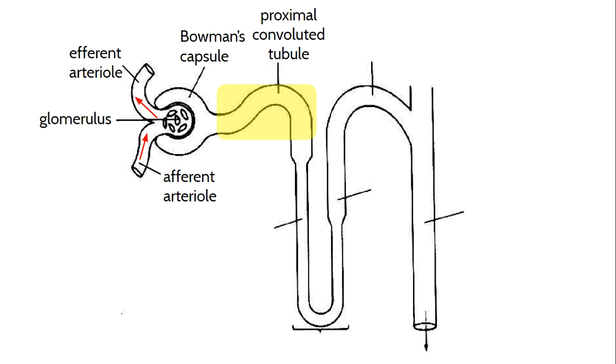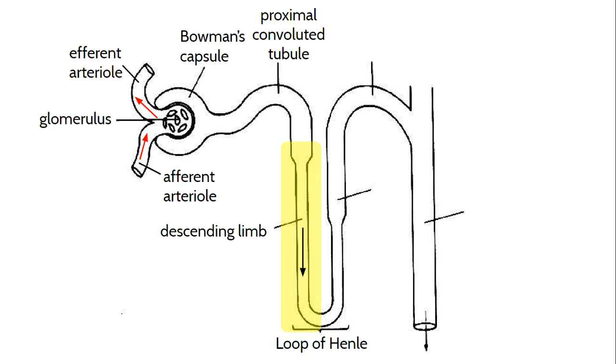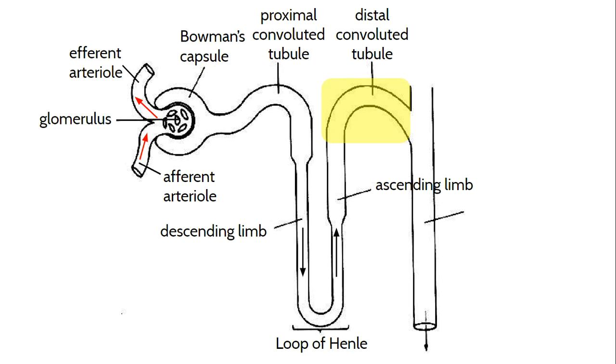Convoluted just means that there's lots of twists and turns to create a large surface area. The filtrate then flows into a region called the loop of Henle. And the loop of Henle has two limbs. When the filtrate is flowing down, this is the descending limb of the loop of Henle. And on the other side, when the filtrate is flowing up, we have the ascending limb of the loop of Henle. The filtrate then flows into the distal convoluted tubule before entering into the final spot, the collecting duct. And at the end of that, all the collecting ducts send their urine into the ureters to be stored in the bladder.